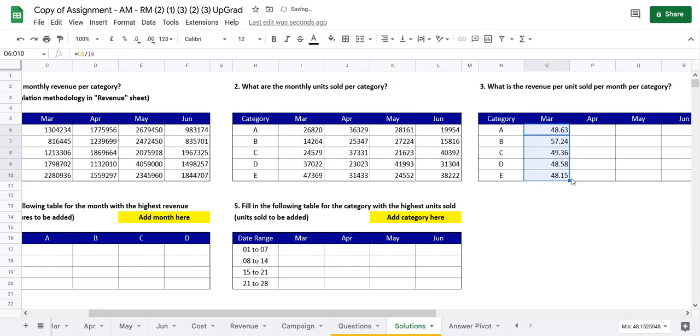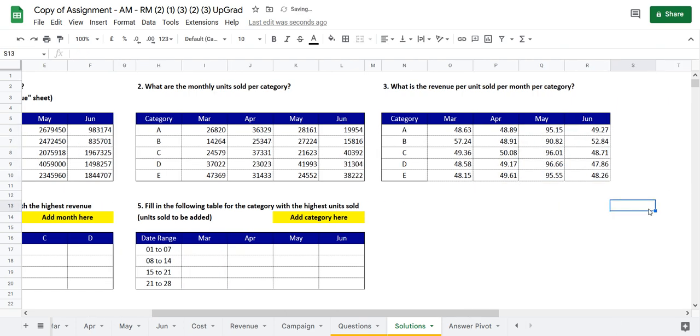Yeah, similarly for April it will be D divided by J. So we have, yeah, so you can drag it. Okay, so we have the answer for the third question as well.